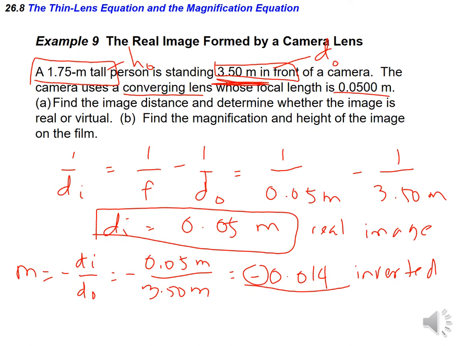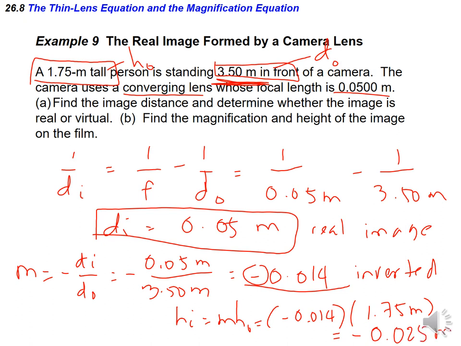After that, let's compute the height of the image. The height of the image can be computed again using the magnification formula. So M is equal to HI over HO, so HI is equal to M multiplied by HO. So this is simply equal to the magnification, negative 0.014, multiplied by the height of the object, 1.75 meters. So this is equal to 0.025 meter. So that is the height of the image. We have a magnification of negative 0.014 and the distance of the image to the lens is equal to 0.05 meter.